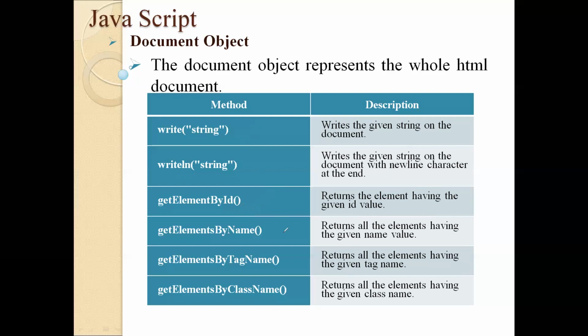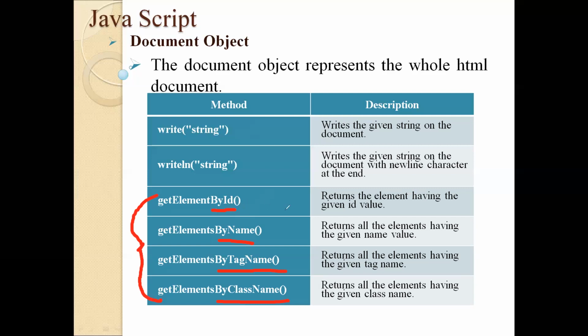ID value, right? And next one, get element by name. So these 4 are very similar to each other, right? So we have studied about selectors in HTML, CSS. We have studied about selector, ID selector, class selector, group selector, right? So these are very much related to those selectors, right? Here we select an element based upon ID. Here we select an element based upon name. Here we select an element based upon tag name. And here we select an element based upon class name, right?